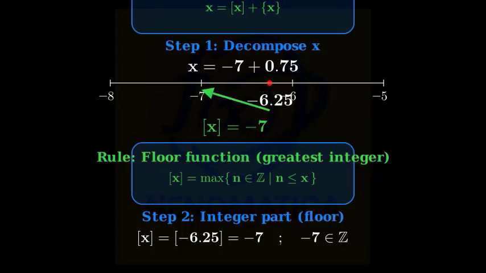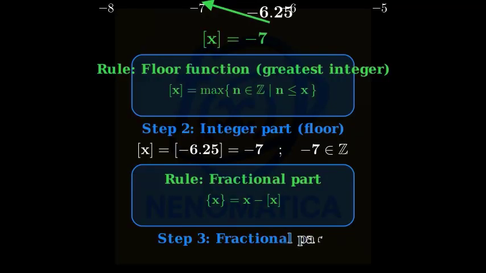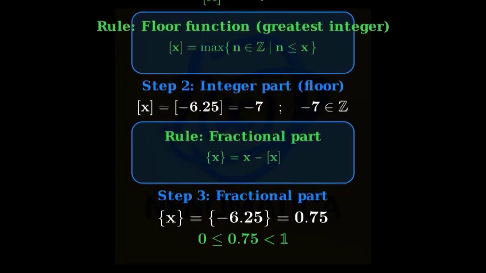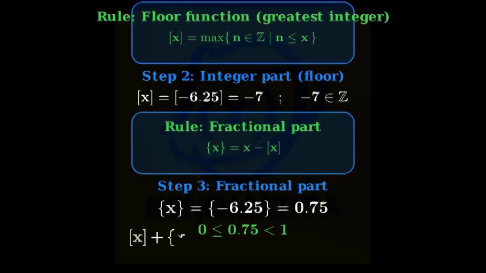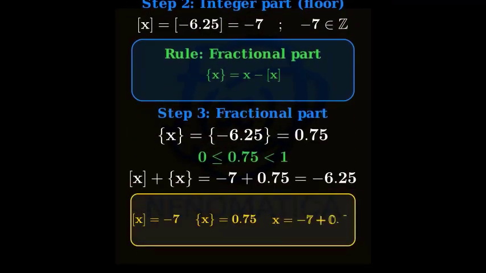Step 3. Compute the fractional part. By definition, fractional part of x equals x minus floor of x. Using x equals negative 6.25 and floor equals negative 7, we get fractional part equals 0.75. Notice it lies in the interval from 0 inclusive to 1 exclusive. Quick check. Adding the floor and fractional part gives negative 7 plus 0.75, which equals negative 6.25, our original x. So the decomposition is complete. Floor of x equals negative 7, fractional part of x equals 0.75.